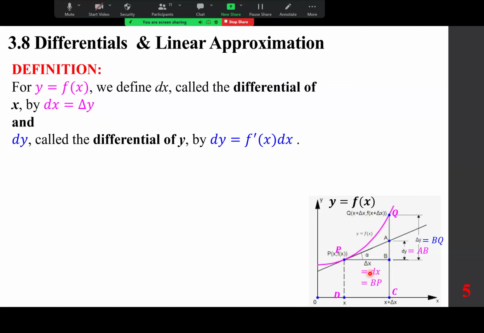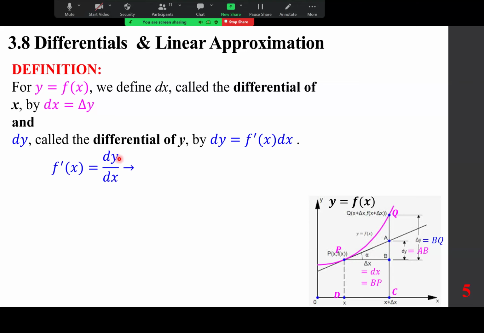When we do that, along the curve, we create this distance, which is known as delta y. Along the tangent line, we create this distance, which is dy. So along the x-axis, delta x and dx are identical. Along the y, it depends what you're looking at. So dy equals f prime of x dx, and here's the reason.